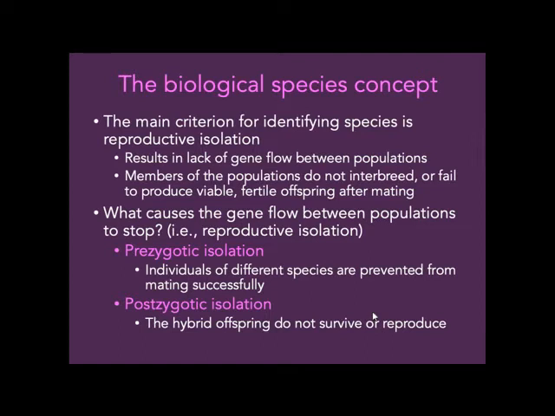And then postzygotic, the species may be mating with each other, but the two groups are being kept apart because something happens after they mate so that the offspring don't survive or reproduce. So you can see from the name prezygotic, right? So that happens before a zygote is made. Hey you guys, what's a zygote? It's the fertilized egg. Yeah, it's a fertilized egg. So something happens before fertilization, and then postzygotic means after fertilization. So things can happen before fertilization that prevent the two different groups from merging into a single group, or postzygotic.